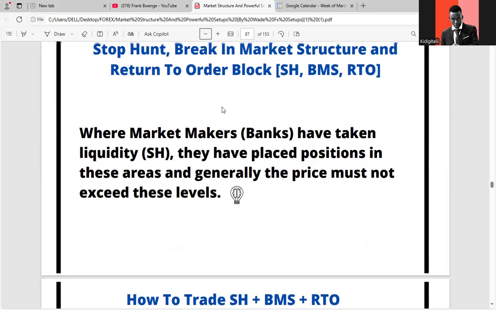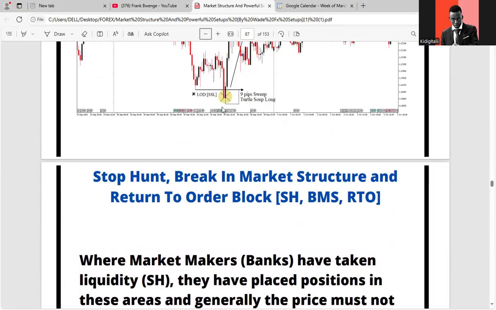We have been talking about this turtle soup. Let's go to another setup. I will show you the demonstrations of all these setups. We have stop hunt, break of market structure, and return to order block. This is the second setup after turtle soup.